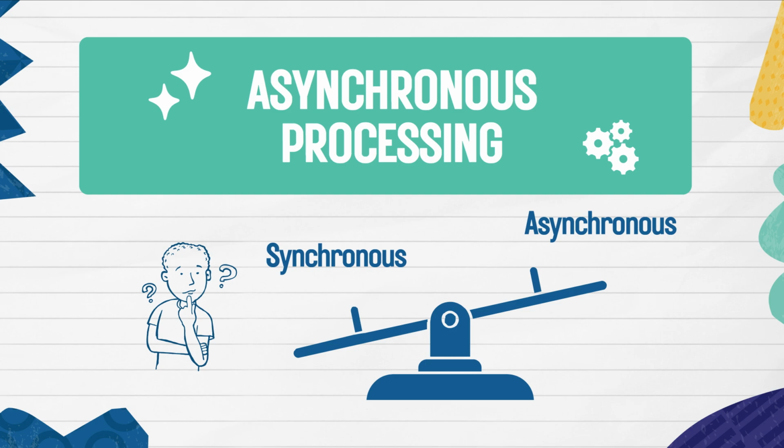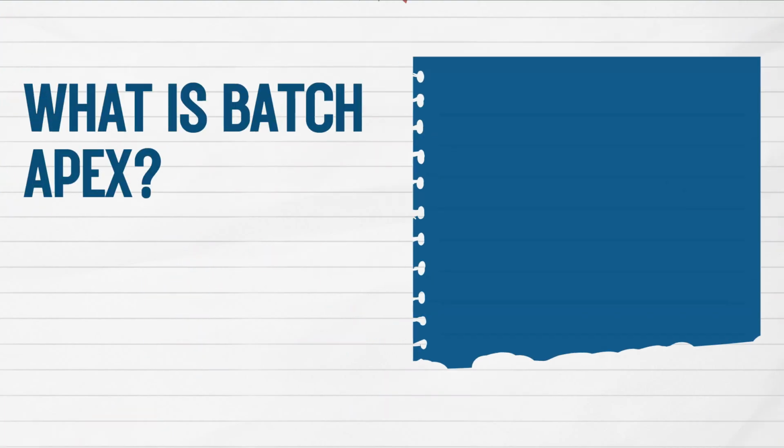That video also shows what are the other ways apart from the batch Apex using which we can implement asynchronous processes in Apex. Let's start this video with our basic question.